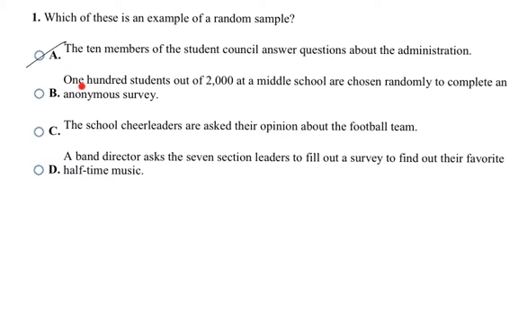B, the 100 students out of 2,000 at a middle school are chosen randomly, is a good word, to complete an anonymous survey. So here, the fact that it was random and anonymous, those are two really great things that lead to a random sample. And so that's probably going to be my answer, but let's go ahead and check the rest.